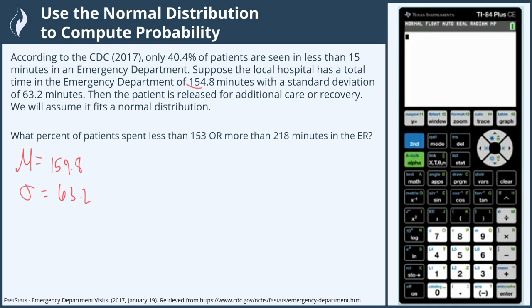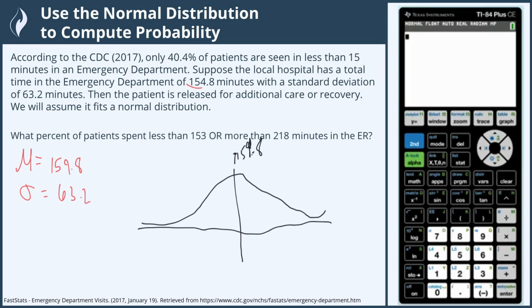Next thing I'd like to do is take a look at what we're studying by looking at a normal distribution. So assume that this is a nicely well-drawn normal distribution bell curve. We have 154.8 as our mean. And then we want to find out how many are less than 153. So 153 is less than 154, so 153 is to the left. We want to find less than that.